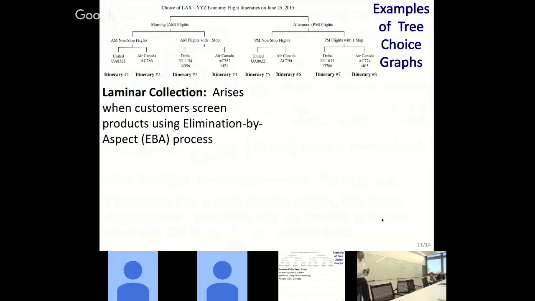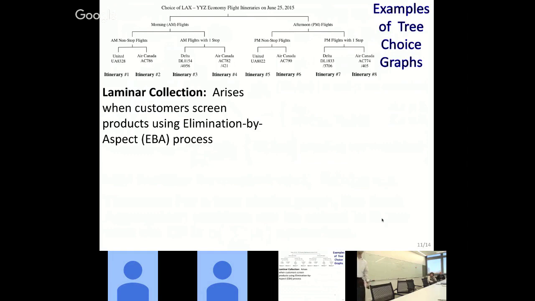Okay, what's a laminar collection? A collection of subsets is laminar if you pick any two subsets, either they're disjoint, or if they're not disjoint, one must contain the other. So taking two subsets A and B, either A intersect B is empty, or A is contained in B, or B is contained in A. That's that. Now, the question is, when would a laminar collection arise in practice?